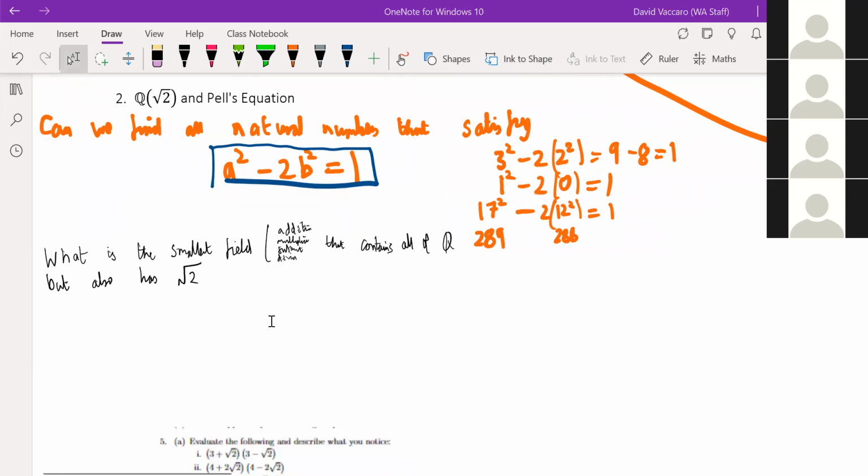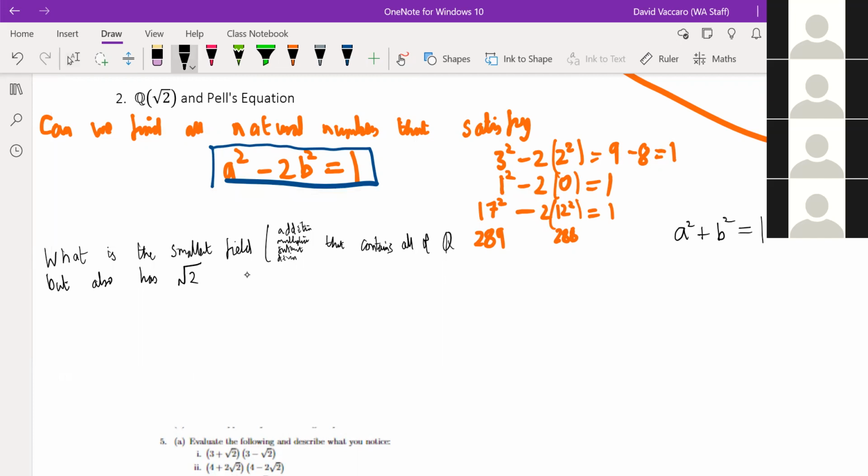Someone's come up with a really good idea. Could you sketch it as a hyperbola and find the solutions from there? It's very similar to asking if I could find all rational numbers that satisfy a squared plus b squared equals 1. Could I just draw the circle and then look at the rational numbers on that circle? Well, yes, but only if I can find some process to find them. But you're right, it will correspond to whole number points on a hyperbola.